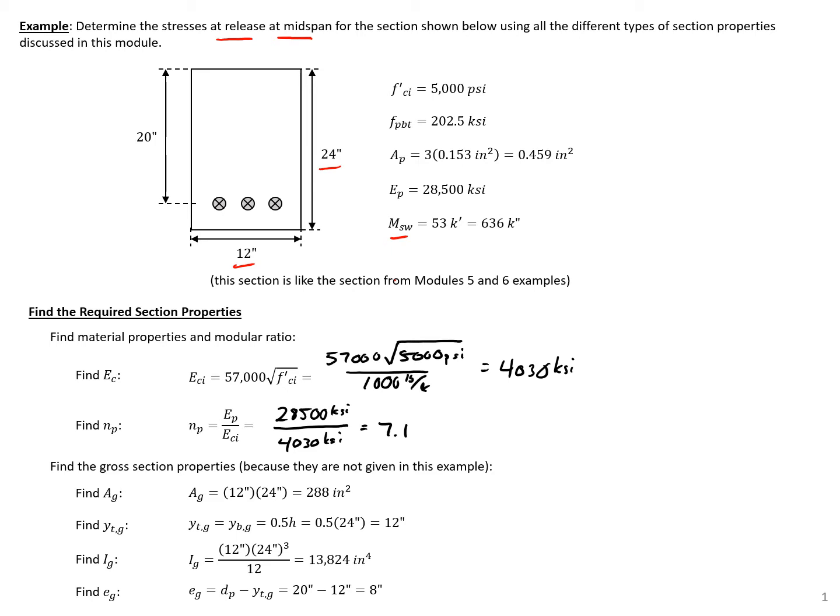Next, we need to find all of our gross section properties because they're not given in this example. So our gross area, it's a rectangle, base times height, 288 square inches. Our centroid of the section is just going to be the mid height, so 0.5 times our height, 12 inches. Our gross moment of inertia is BH cubed over 12, so that's 13,824 inches to the fourth. And then the eccentricity of our strands is the distance between the centroid and the strands, so d minus Y top, 20 minus 12 gives us our 8 inches.